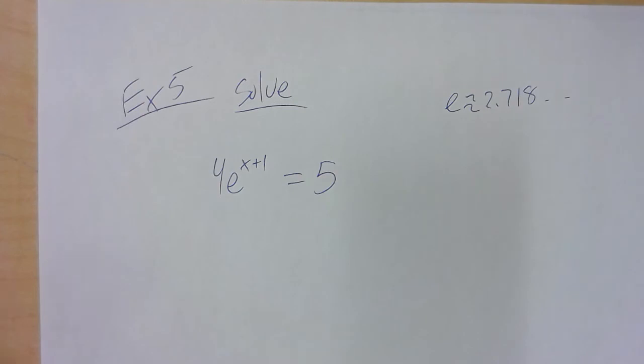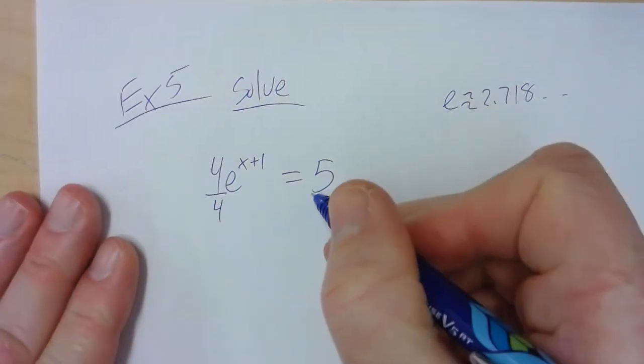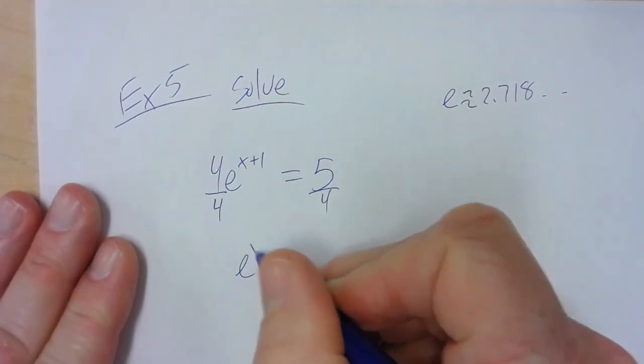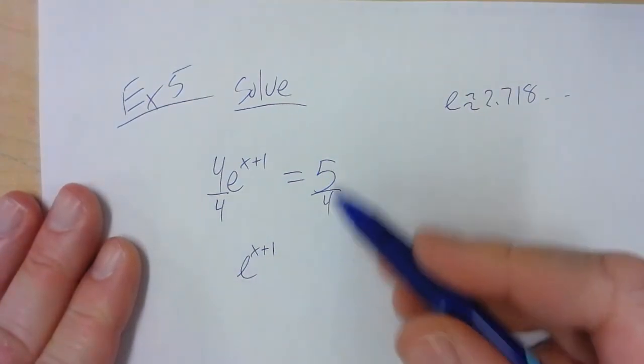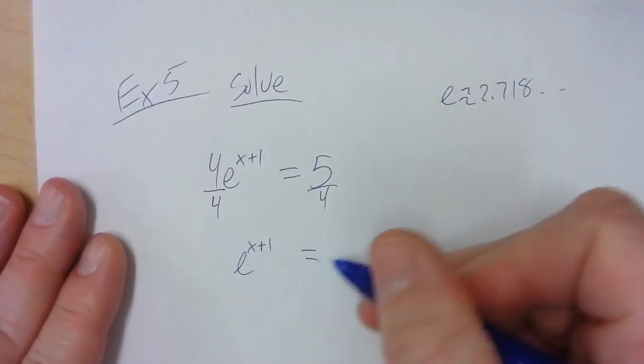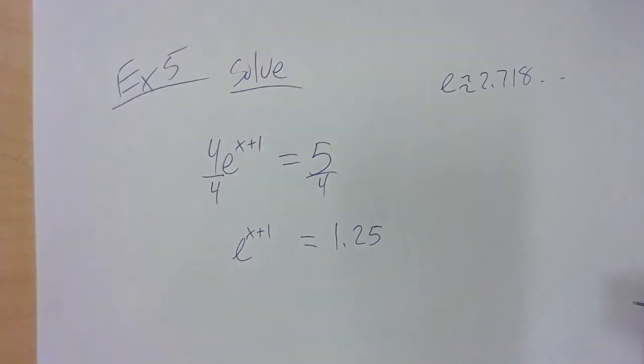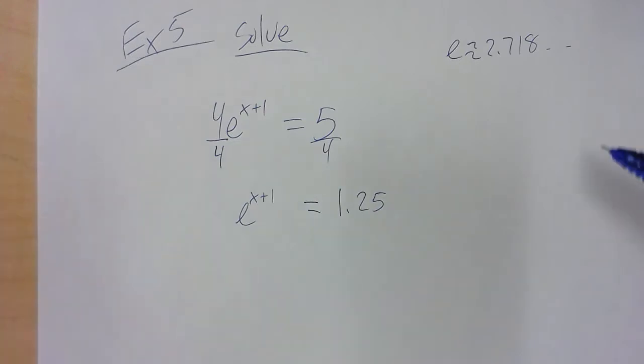So here I'm going to clean this up first before I switch it. I'm going to divide both sides by 4, to get e to the x plus 1. That doesn't divide evenly, but it gives me a really nice decimal, so I'm going to go ahead and use the decimal. Normally I don't use decimals, but since it's such a nice one, I'll go ahead and do that. Now I'm going to rearrange this with log.